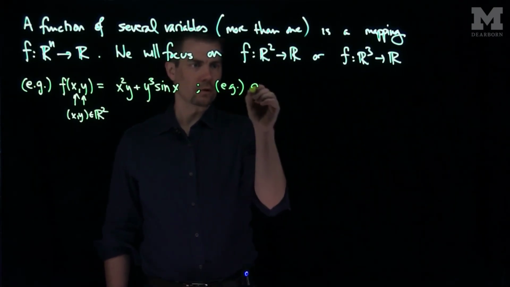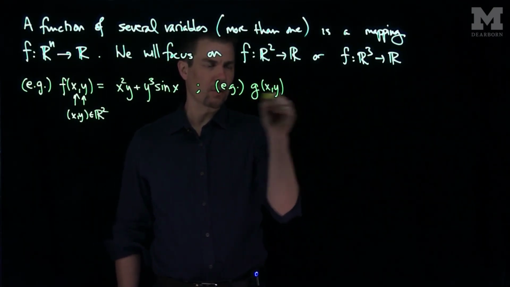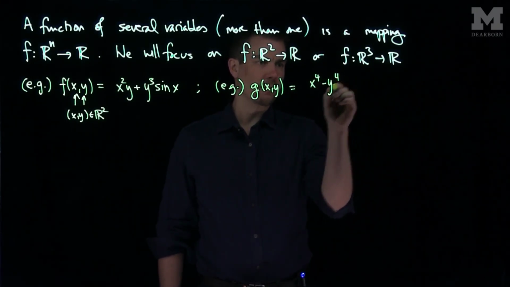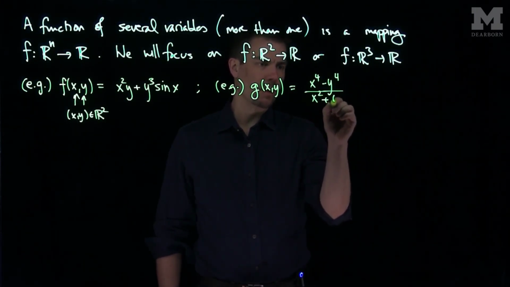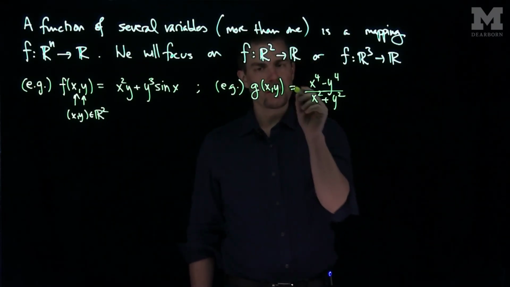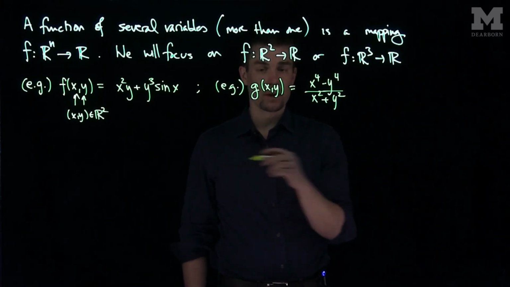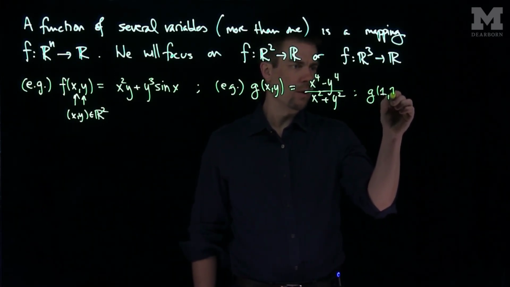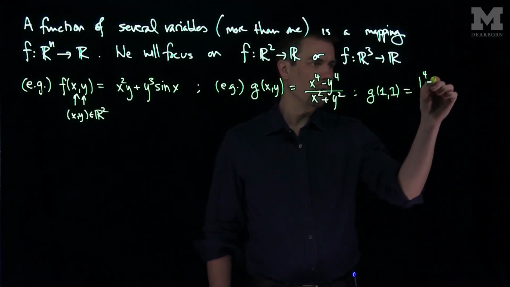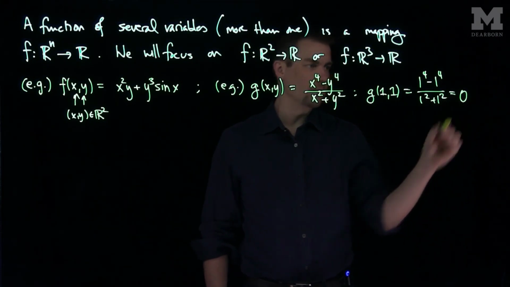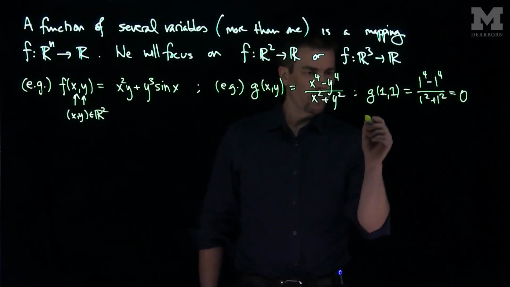Example, g of x and y is x to the fourth minus y to the fourth over x squared plus y squared. That's a function of two variables. And when I plug in these two variables, I'll output this expression over here. So for example, if I look at g of 1, 1, we'll have 1 to the fourth minus 1 to the fourth over 1 squared plus 1 squared, and that gives me 0. So the output is a real number.